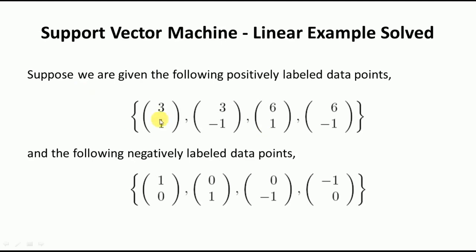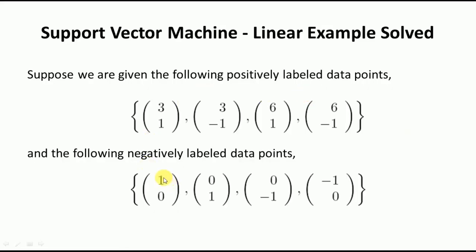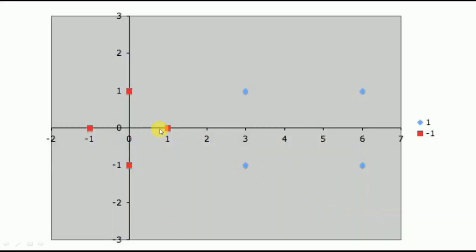The first data points are (3, 1), (3, -1), (6, 1), (6, -1). If you look at this, (3, 1) is plotted here, (3, -1), (6, 1) and (6, -1) are plotted over here. So these data points are positively labeled data points. Similarly, we have another 4 data points: (1, 0), (0, 1), (0, -1), (-1, 0). So these 4 data points are negatively labeled data points.